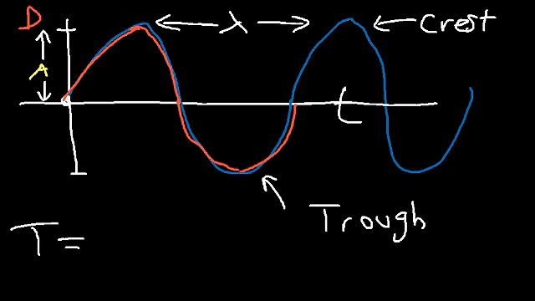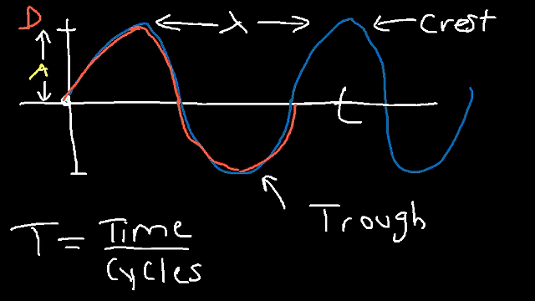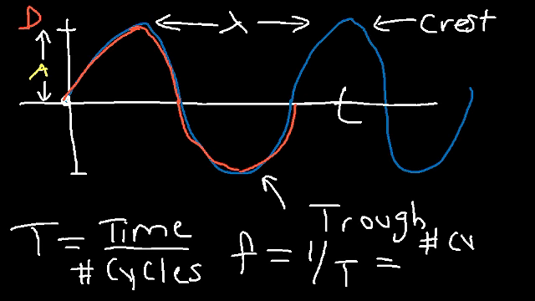So you can find the period by taking the total time and dividing it by the total number of cycles. If you do that, you'll get the time it takes to complete a single cycle. The frequency is the reciprocal of the period. The frequency is the number of cycles that occur in a single second. So you can find it by dividing the total number of cycles by the total time.